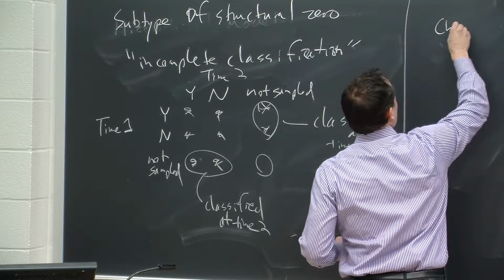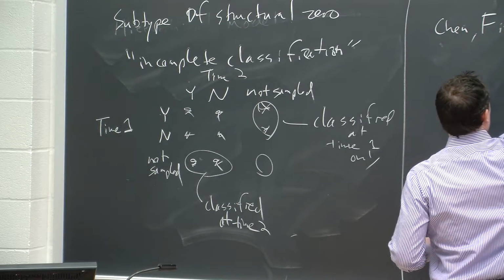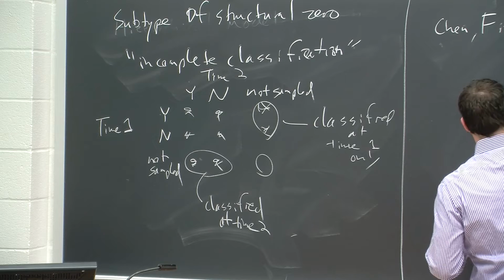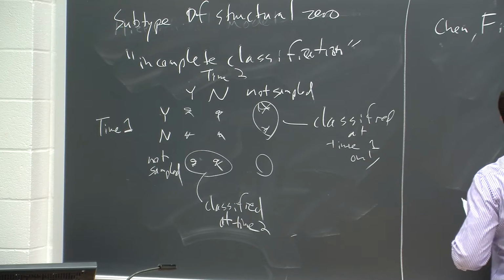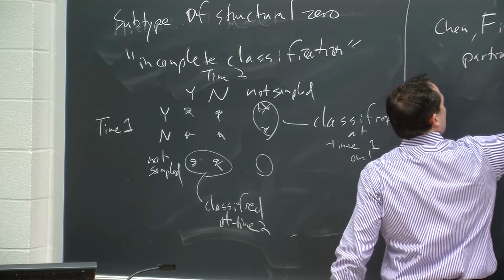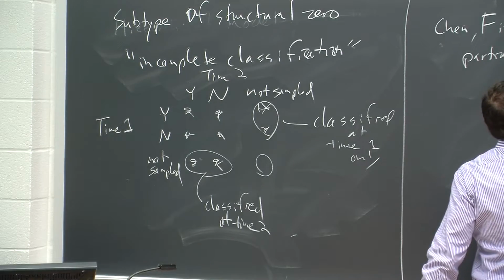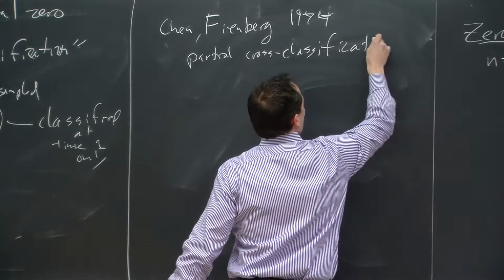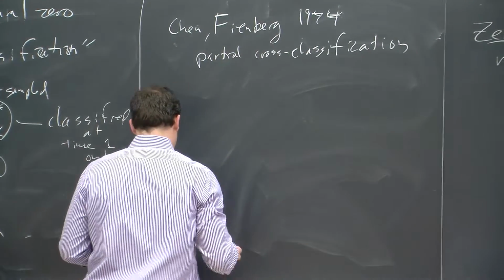So let me give you a couple of references if this is something that shows up for yours. Chen, Feinberg, 1974, Partial cross-classification. So basically, we use the same kind of technique we did for the 2x2 version, but with some adjustment for the fact that we have this missing data.